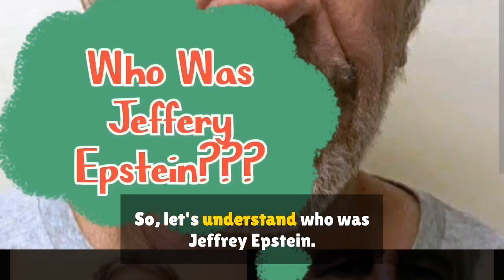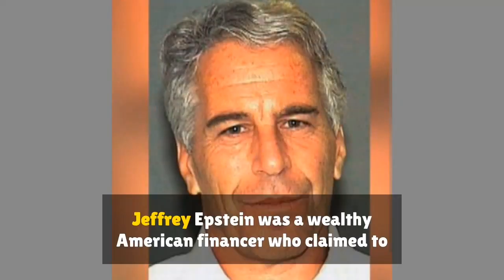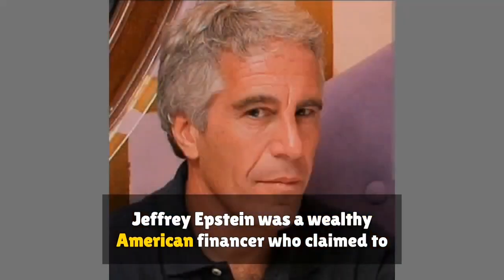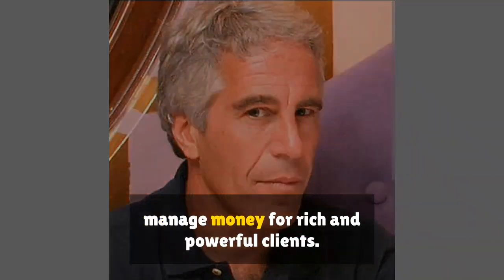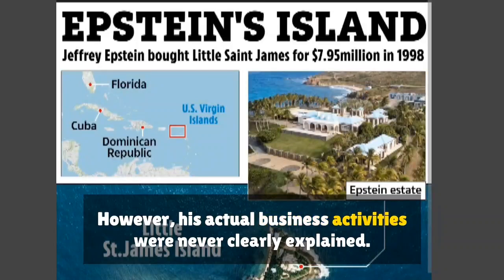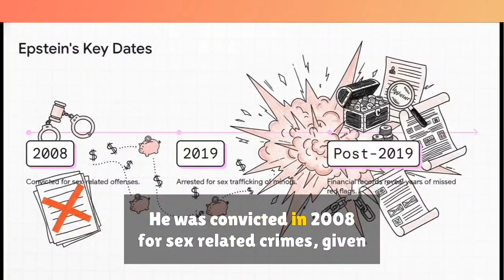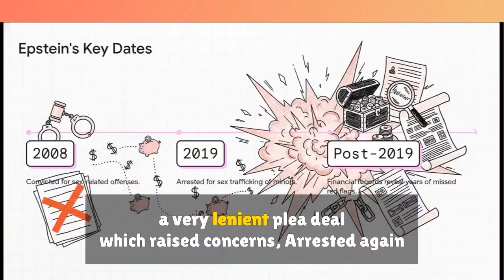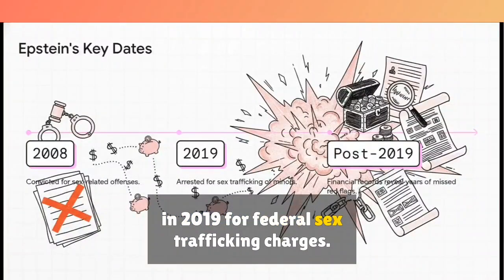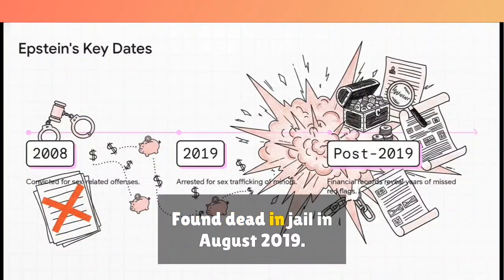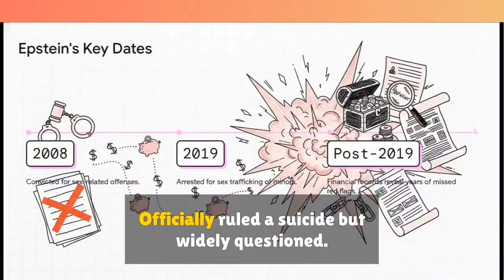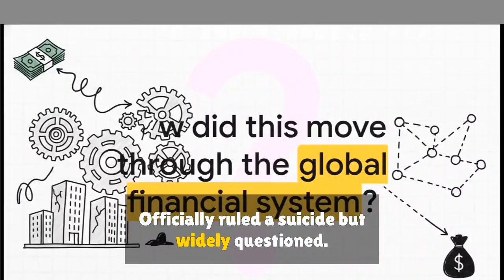So let's understand who was Jeffrey Epstein. Jeffrey Epstein was a wealthy American financier who claimed to manage money for rich and powerful clients. However, his actual business activities were never clearly explained. He was convicted in 2008 for sex-related crimes, given a very lenient plea deal which raised concerns, arrested again in 2019 for federal sex trafficking charges, found dead in jail in August 2019, officially ruled a suicide but widely questioned.